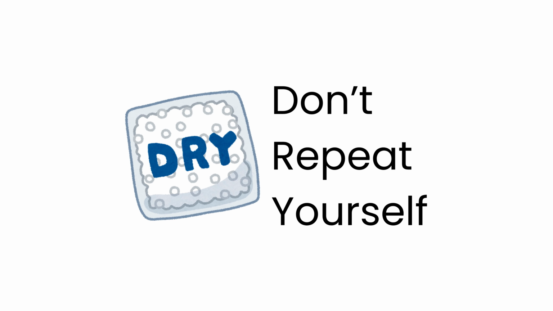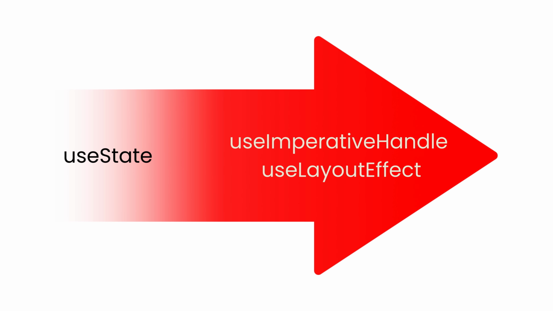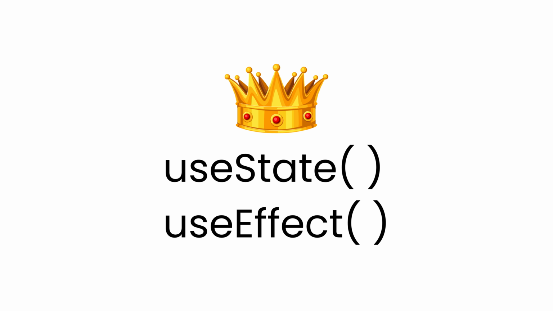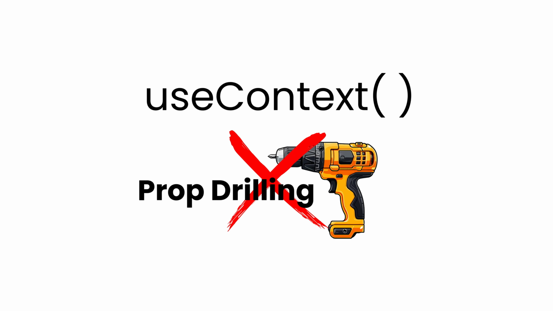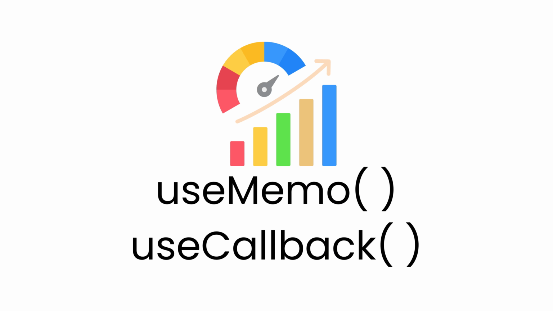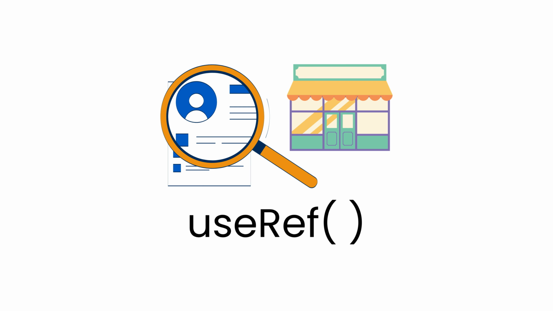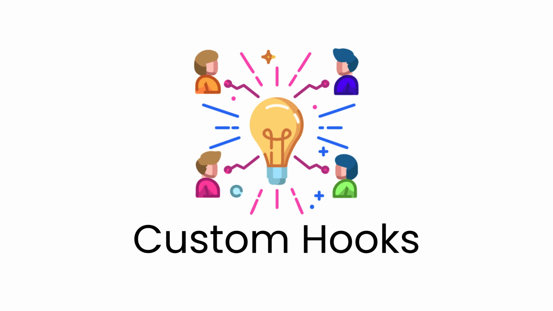So we covered all the essential React hooks from useState for basic state management to advanced hooks like useImperativeHandle and useLayoutEffect. The main things to remember: useState and useEffect will handle 80% of your needs. useContext eliminates prop drilling, useMemo and useCallback optimize performance, and useRef gives you escape hatches for DOM access and persistent values. Custom hooks let you extract and reuse stateful logic across components.